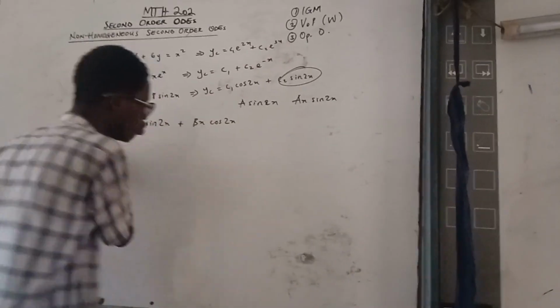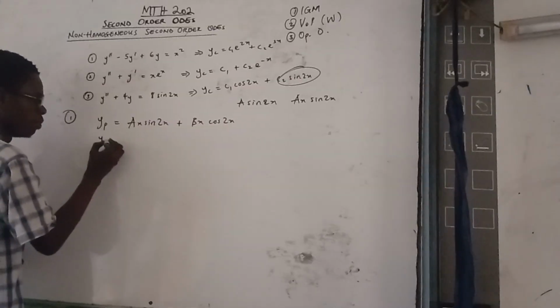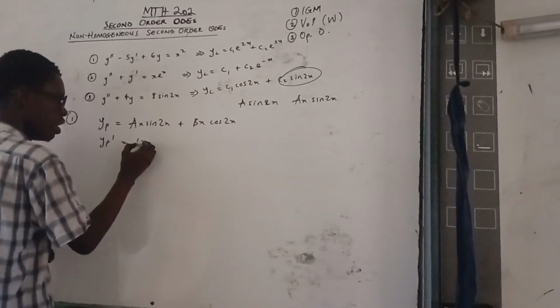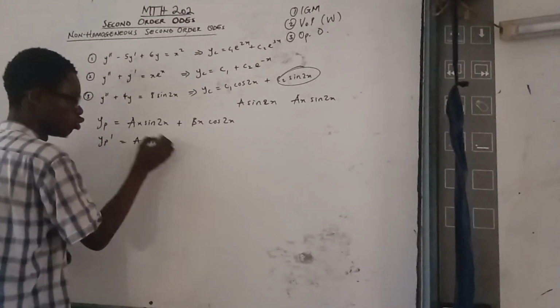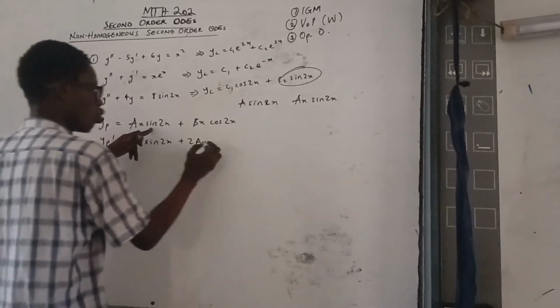So now let's solve this using the method we've been using before. Our yp prime equals, differentiate this, we have a sin 2x using product rule, x goes first, plus 2ax cos 2x.